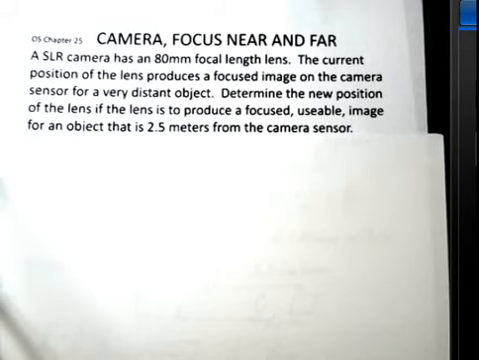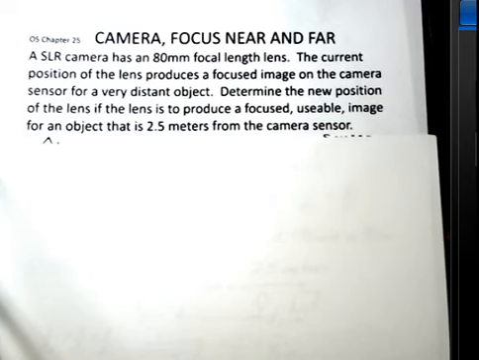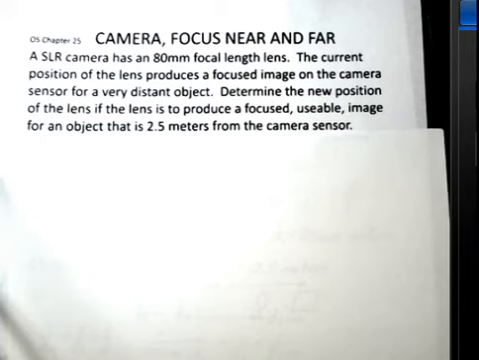In this example problem, we're going to discuss a camera that has a CCD sensor in the back of it, has a fixed focal length lens, 80 millimeters, and the lens is mounted right now such that we get a focused image for a very distant object. We want to determine how we should move the lens in order that we can get a focused, usable image for an object that's 2.5 meters away from the camera.